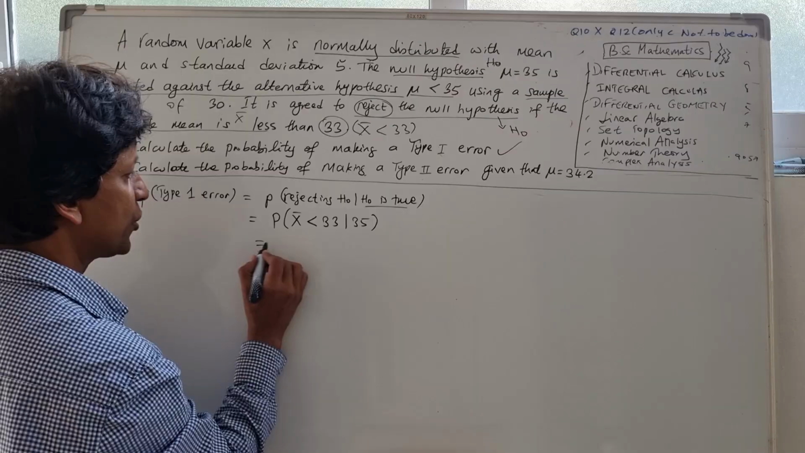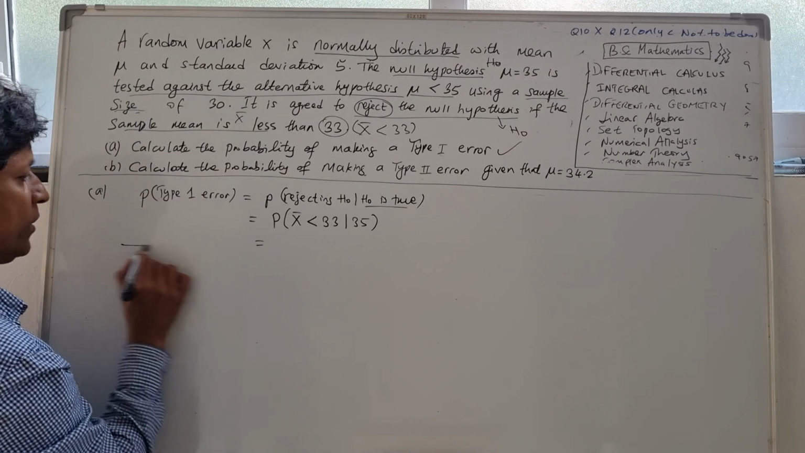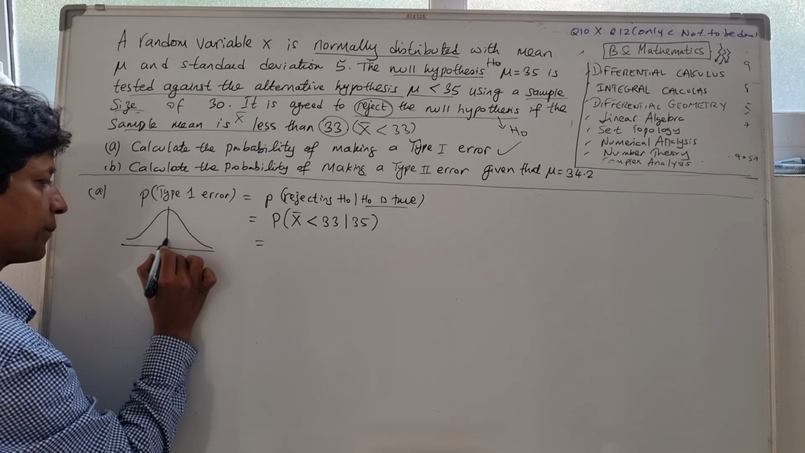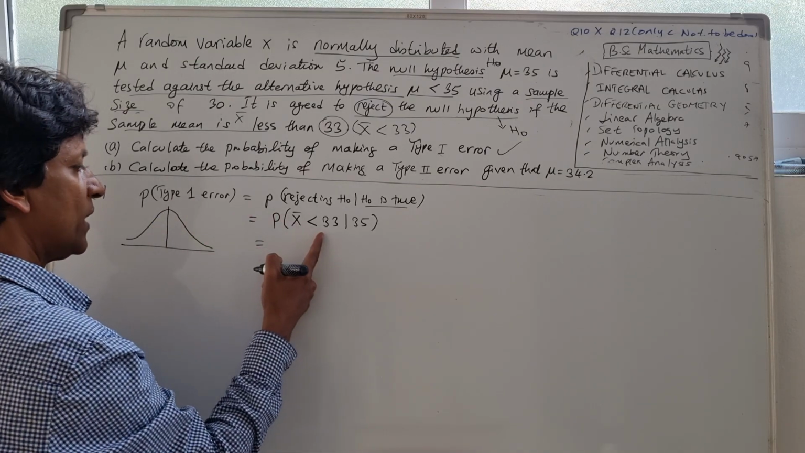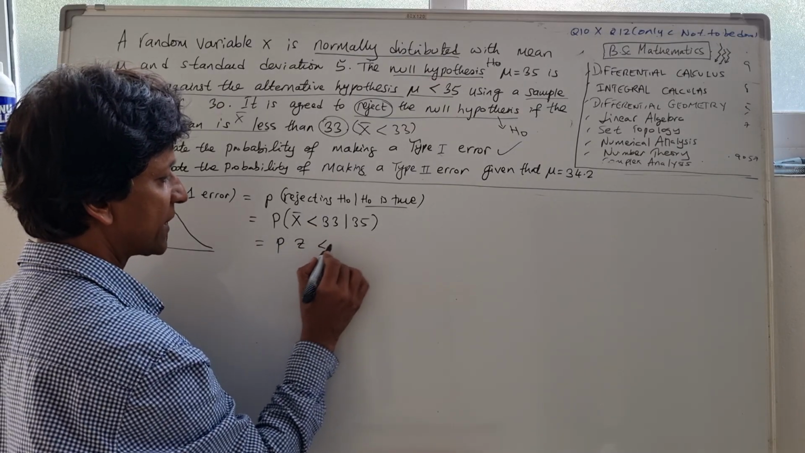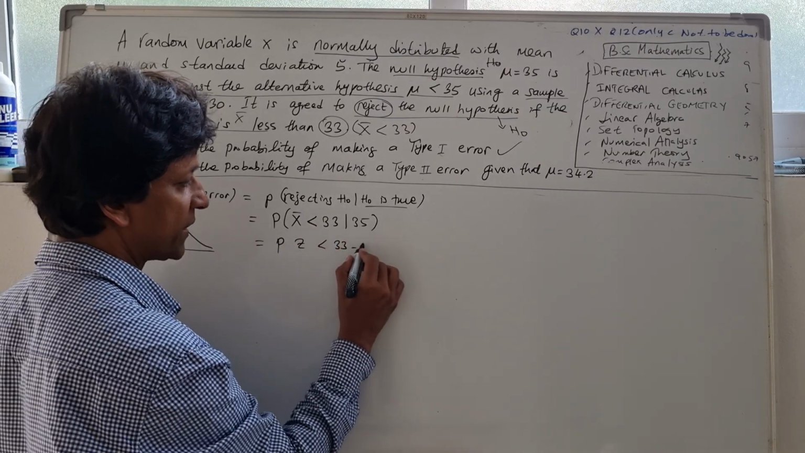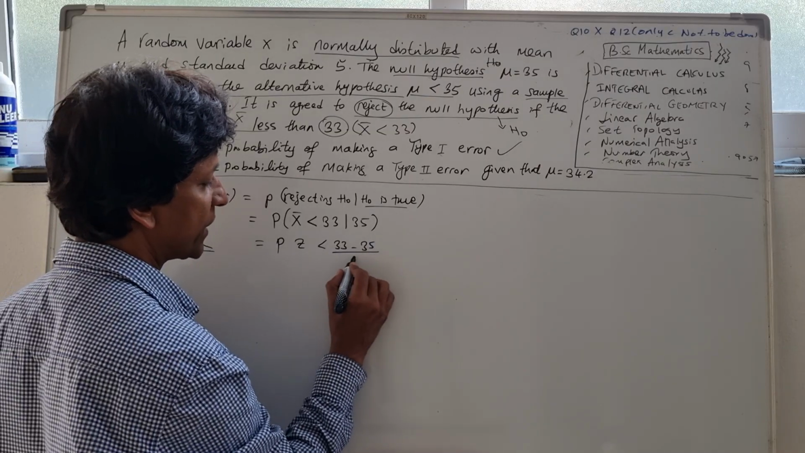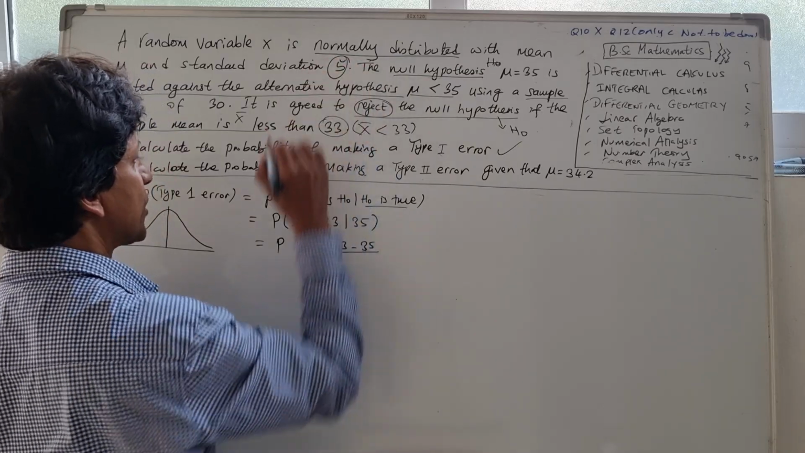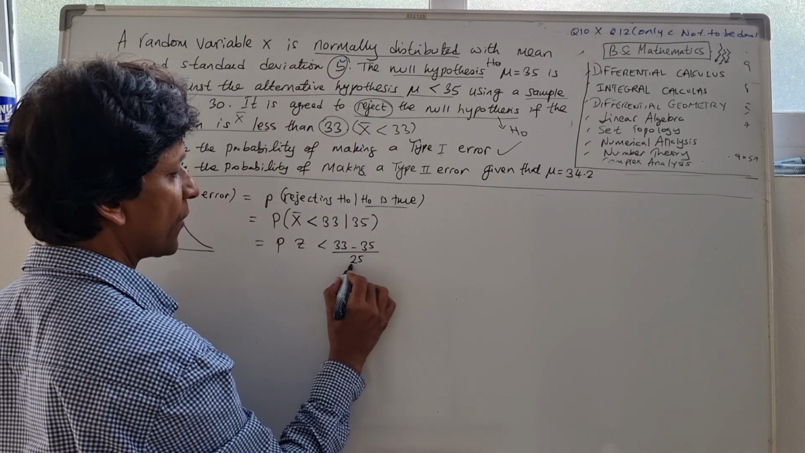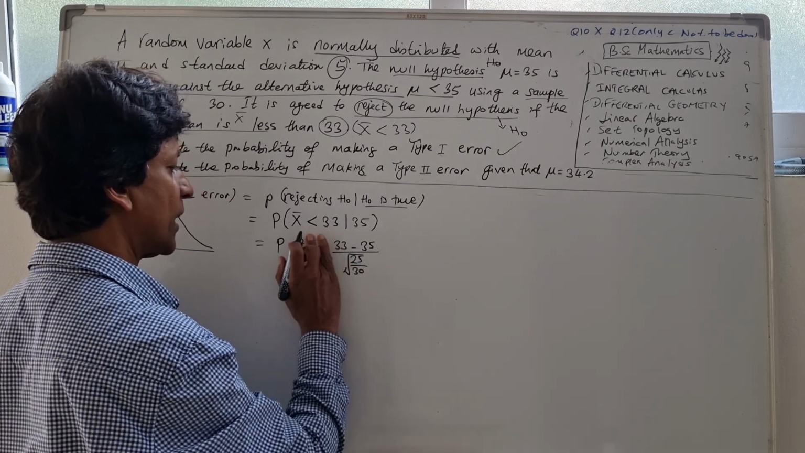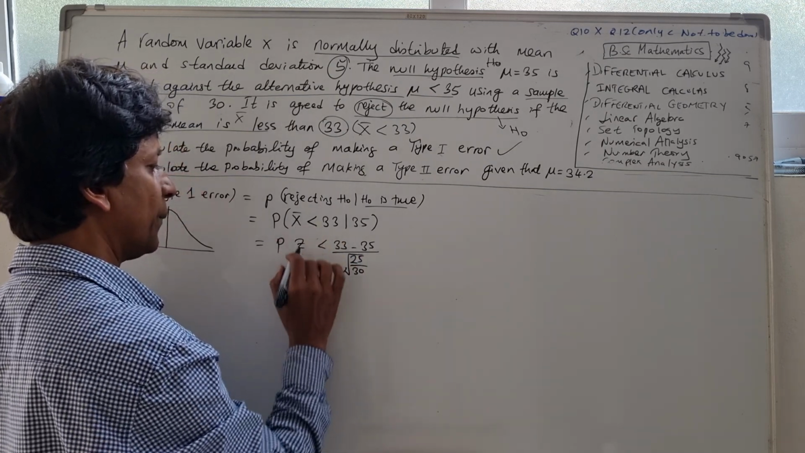So what we just need to do is standardize. But when you standardize, remember that we're looking for less than 33. So this is the probability of z being less than (33 minus 35) over the standard deviation, which is 5 over the square root of the sample size, 30.